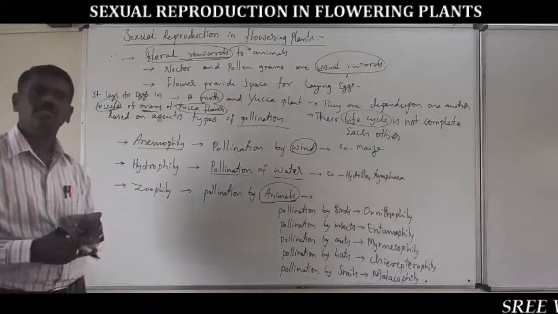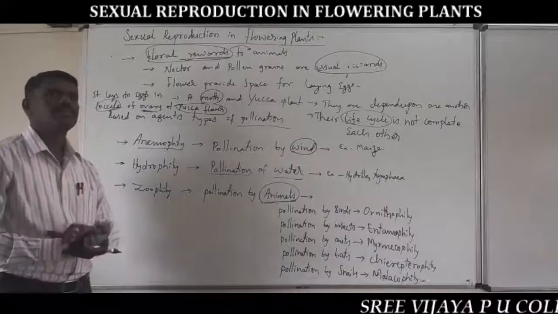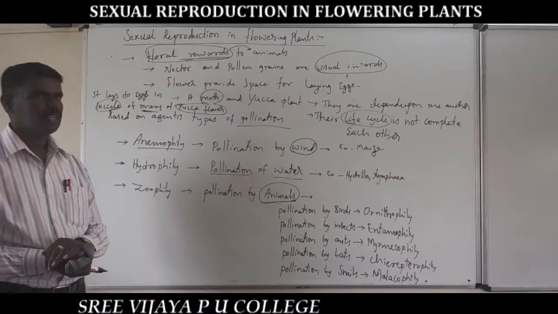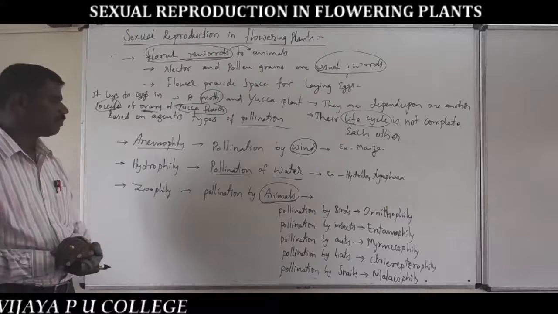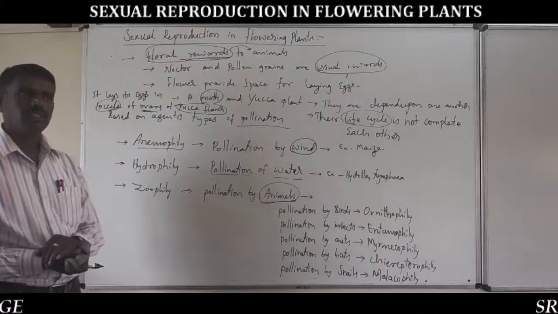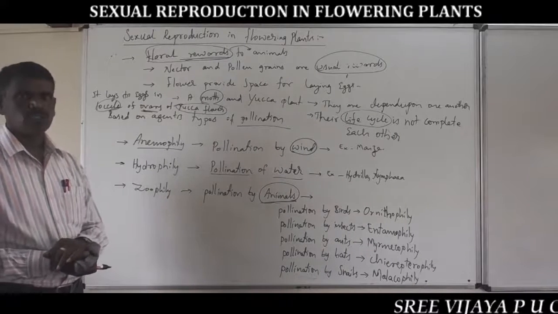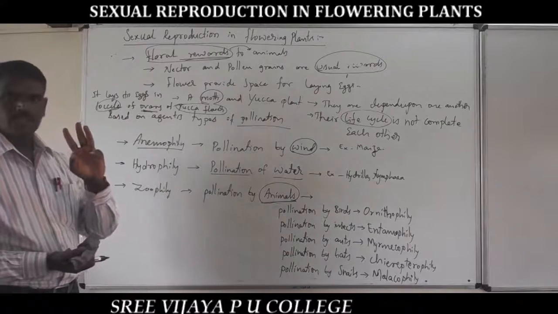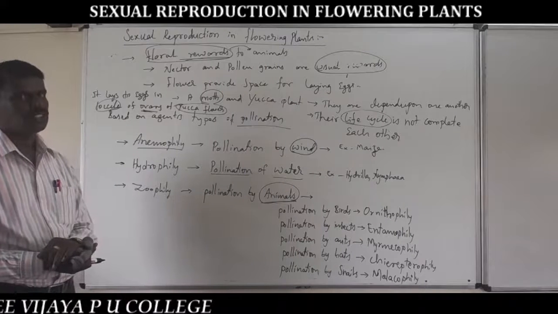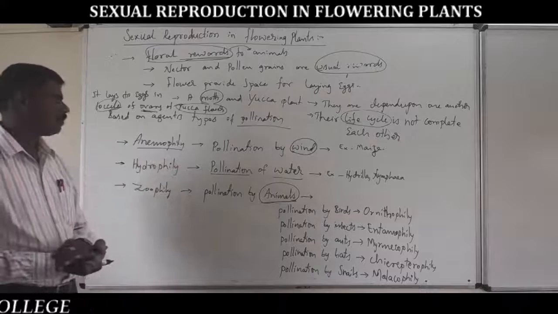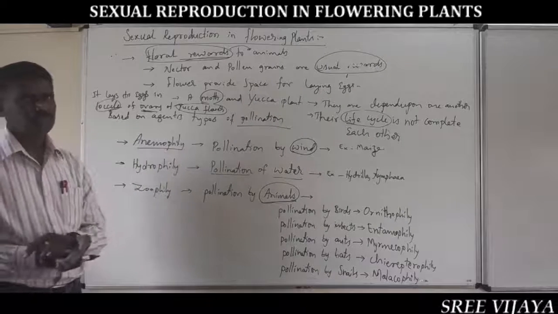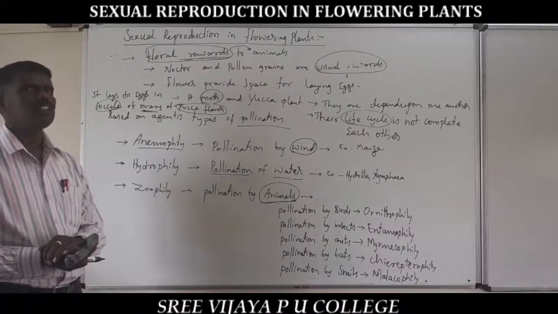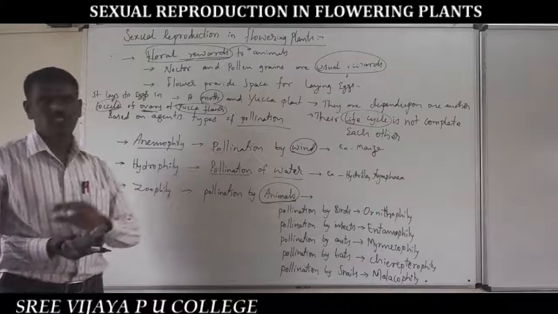So students, pollination is the transfer of pollen grain from anther to stigma, either in the same flower, or to another flower of the same plant, or another flower of a different plant. The three types are autogamy, geitonogamy and xenogamy, based on the source of pollen. Based on agents, there are abiotic agents, that is wind and water. Pollination by wind is called anemophily. We discussed the characters present in flowers involved in pollination by wind.